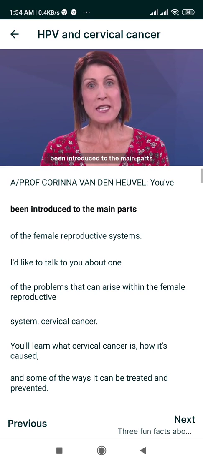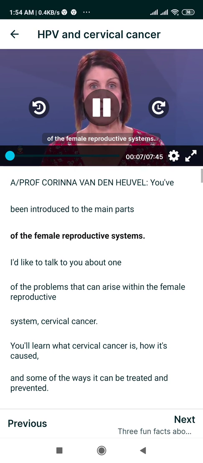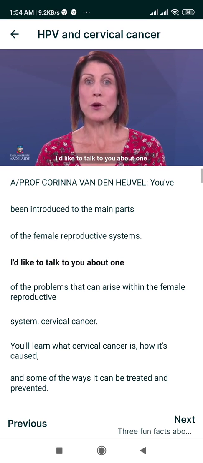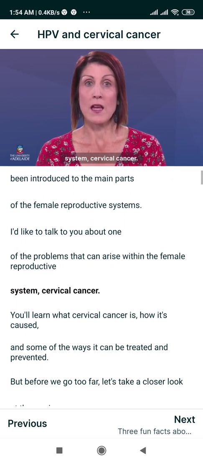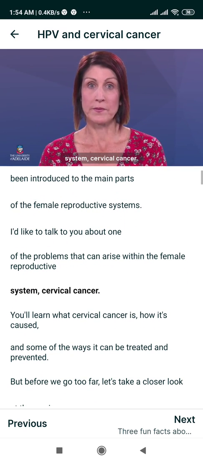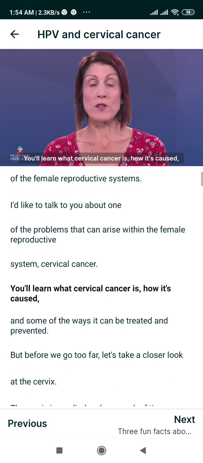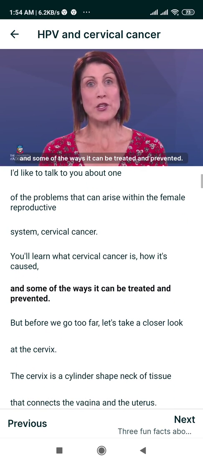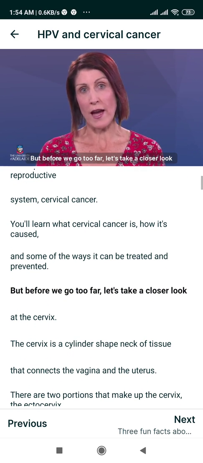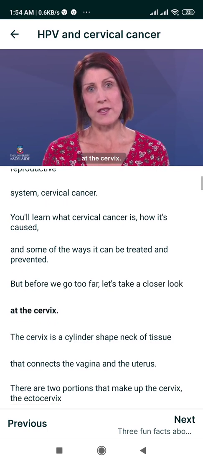You've been introduced to the main parts of the female reproductive systems. I'd like to talk to you about one of the problems that can arise within the female reproductive system, cervical cancer. You'll learn what cervical cancer is, how it's caused, and some of the ways it can be treated and prevented. But before we go too far, let's take a closer look at the cervix.